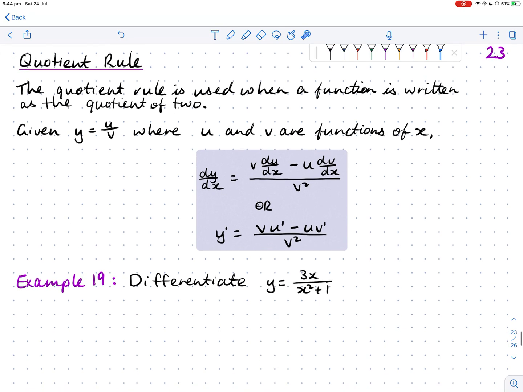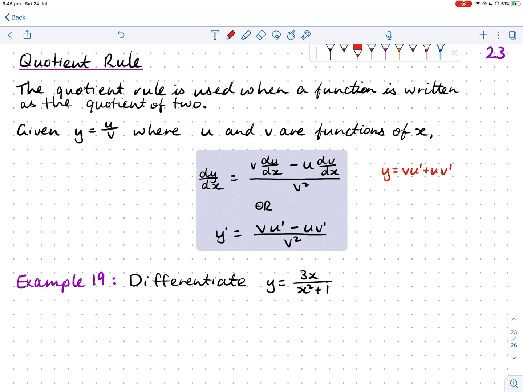But if we write it using the dash notation, I can write y dashed is v u dashed minus u v dashed over v squared. The du dx we can write as u dashed, dv dx we can write as v dashed. So we've got vu dashed minus uv dashed in the numerator over v squared. Now, if you remember from your product rule, I wrote the product rule as vu dash plus uv dash. Now you can see why I've chosen to write it in that order.